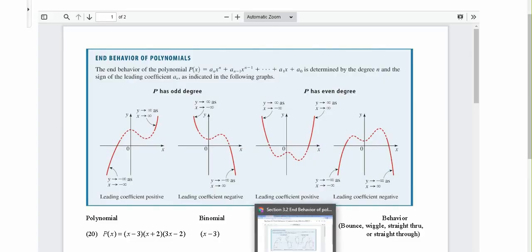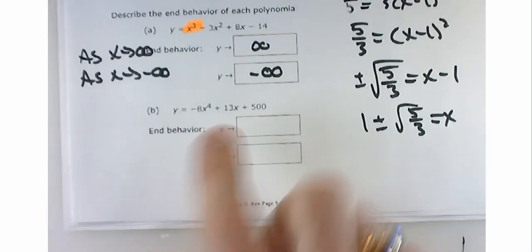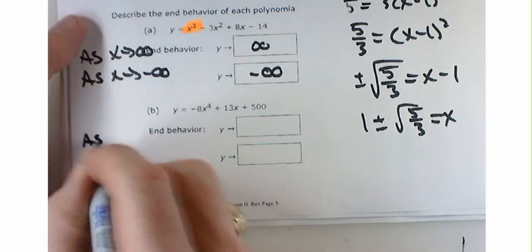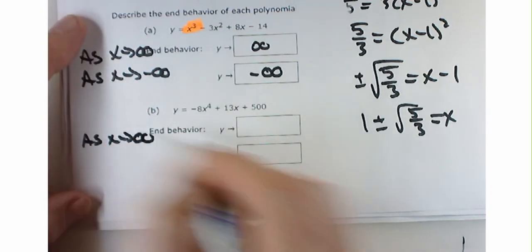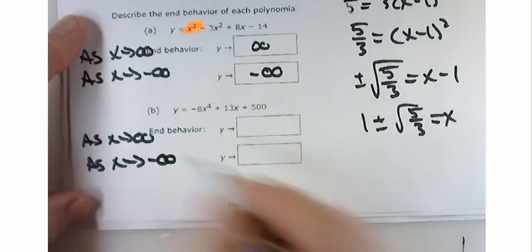Let's figure out the end behavior for this next one. Pause the video if you like, see if you can figure out which end behavior it is, and answer: as x approaches infinity, what happens to y? And as x approaches negative infinity, what happens to y?